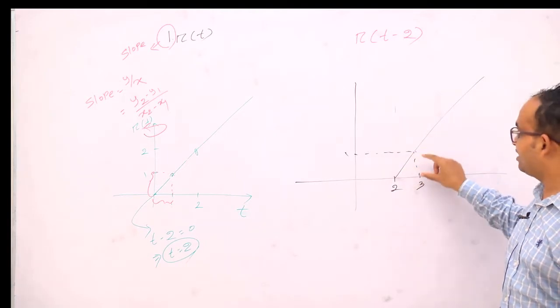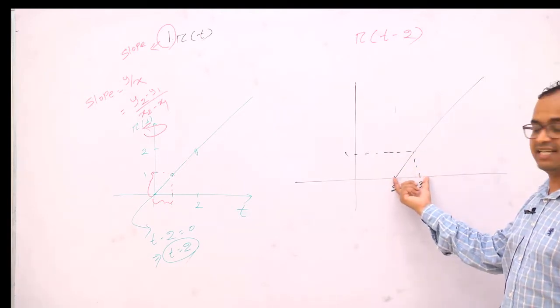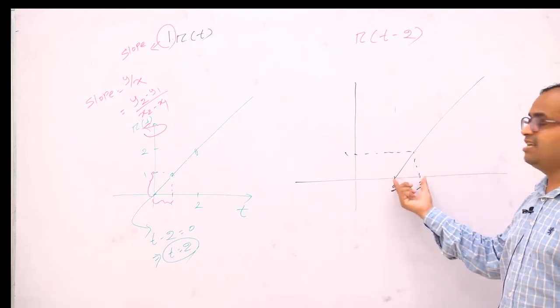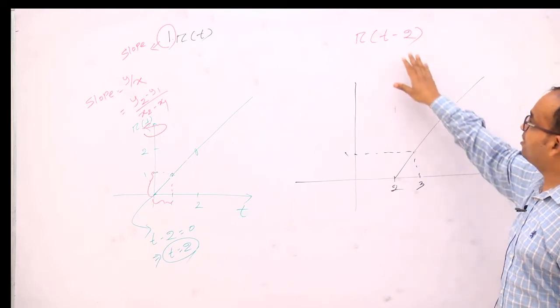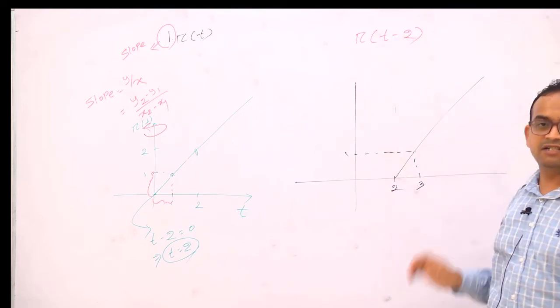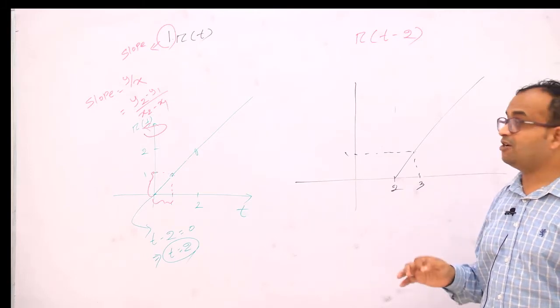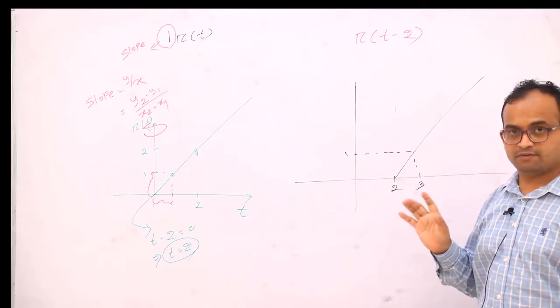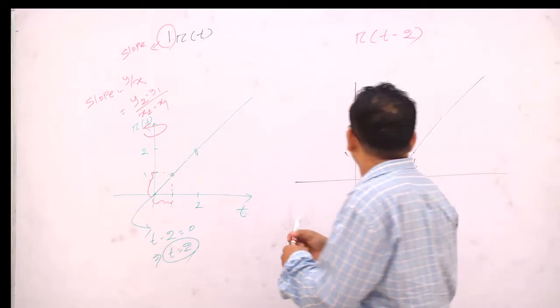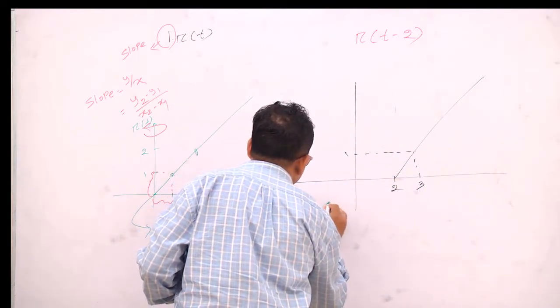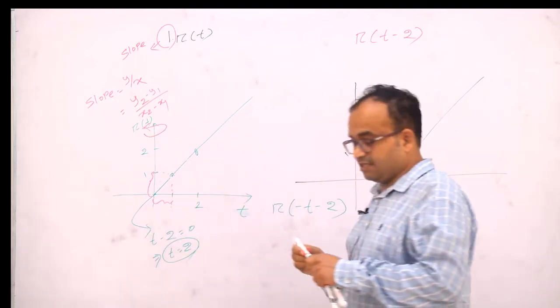For this triangle, what happens? It is y by x, so this y must be 1 unit and x must be 1 unit. So this is the case for r of t minus 2. If anyone asks you how to find r of minus t minus 2, let me draw r of minus t minus 2. How to draw it? Already discussed.